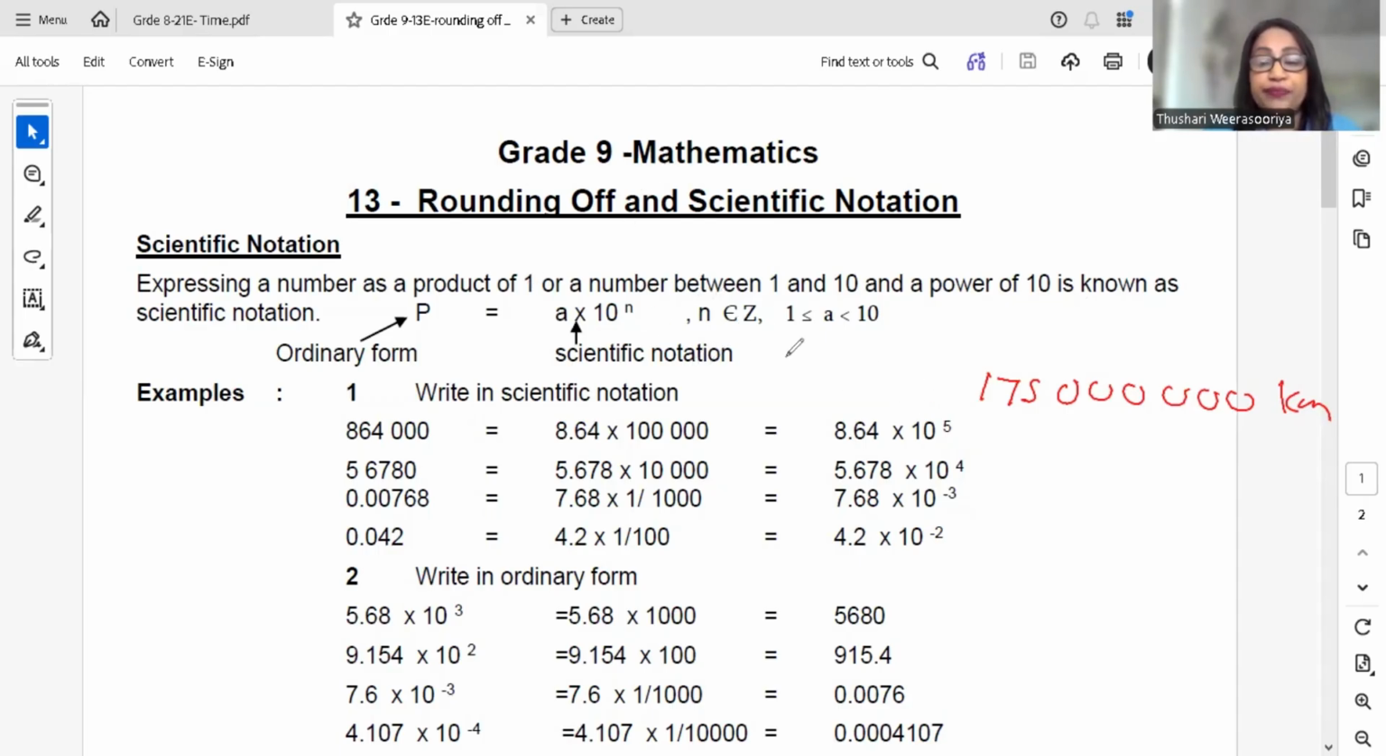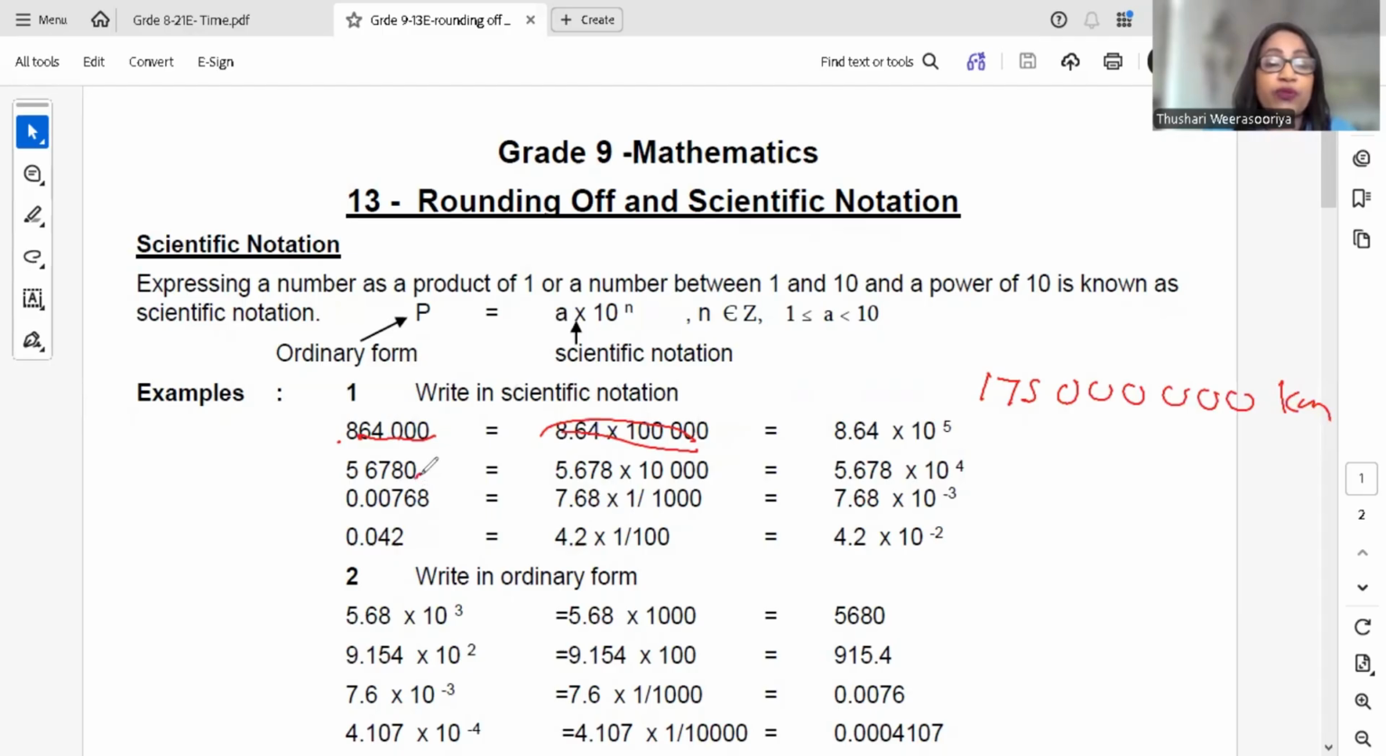Now, for an example, we'll take 864,000. We take the decimal place 5 places till you find one digit. That is 8.64 into 5 zeros. That is 8.64 into 10 to the power 5. Straight away you can write it, by skipping this part, you can get the answer straight away, right?